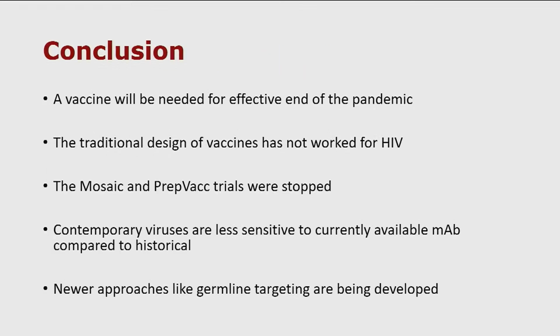So let me conclude by saying a vaccine will be needed to end the pandemic. We need it. I've shown you that the traditional design of vaccines has not worked. When we got the vaccine for COVID, people said, even President Museveni said, that those working on an HIV vaccine are just sleeping. They are lazy. How can COVID have a vaccine and you don't have one? You are just lazy. But it's a different virus. The technology used for COVID has been used for HIV, and it doesn't work.